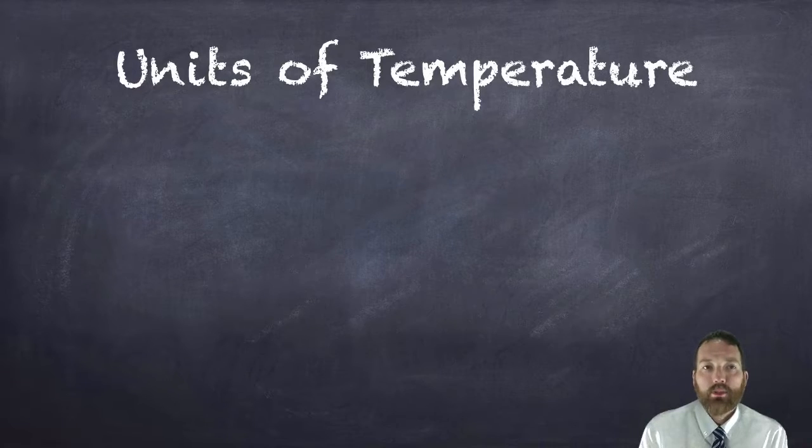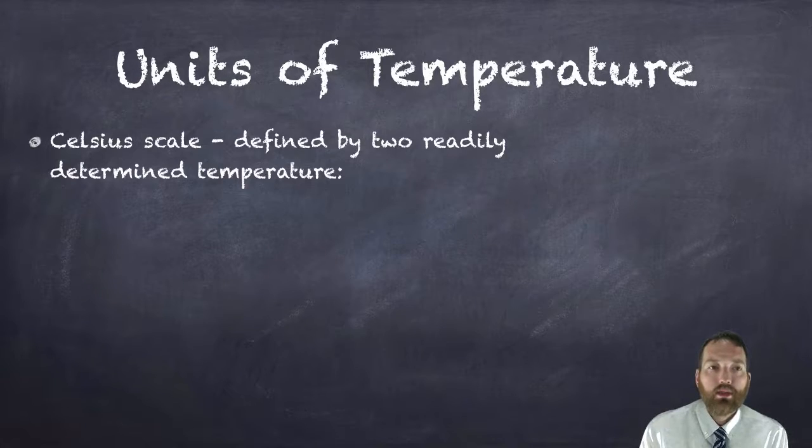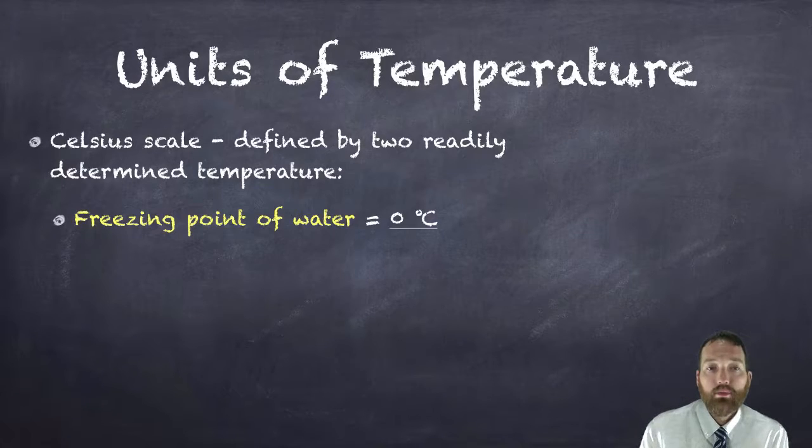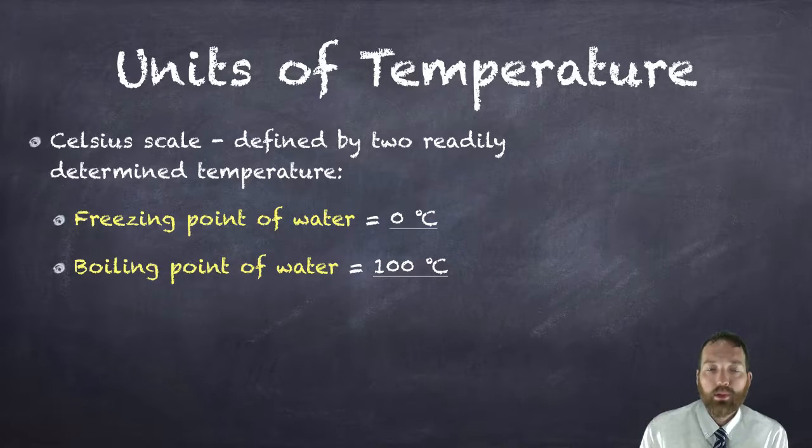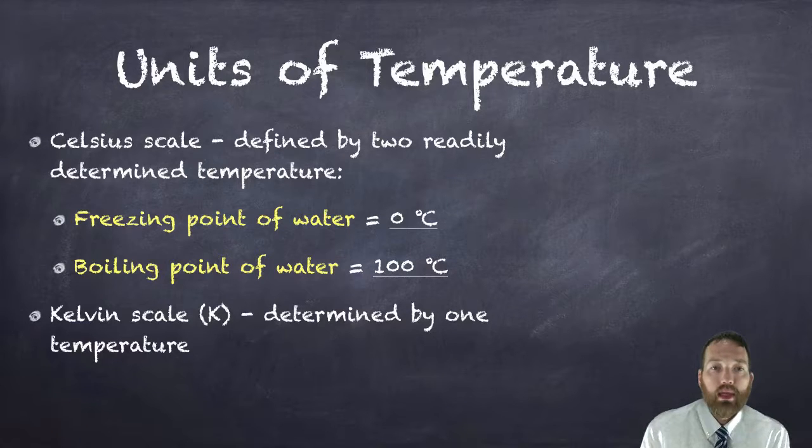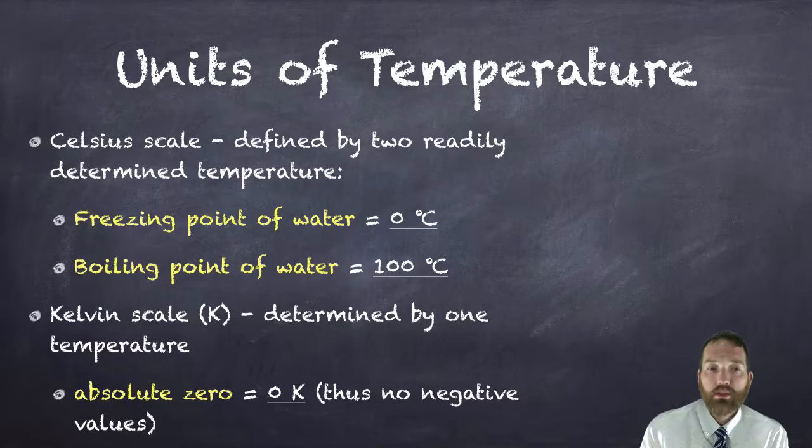Our next unit is temperature. We measure using the Celsius scale, which can be defined by 2 readily determined temperatures. The freezing point of pure water, which is 0 degrees Celsius, and the boiling point of pure water, which is 100 degrees Celsius. The SI unit, however, for temperature is the Kelvin scale, and it's determined only by one temperature, which is absolute zero, which is 0 degrees or 0 Kelvin.